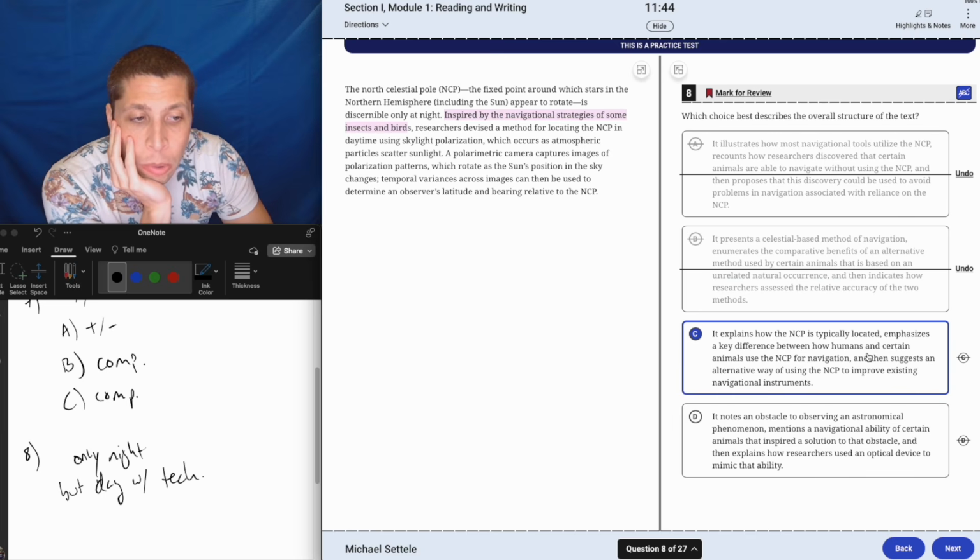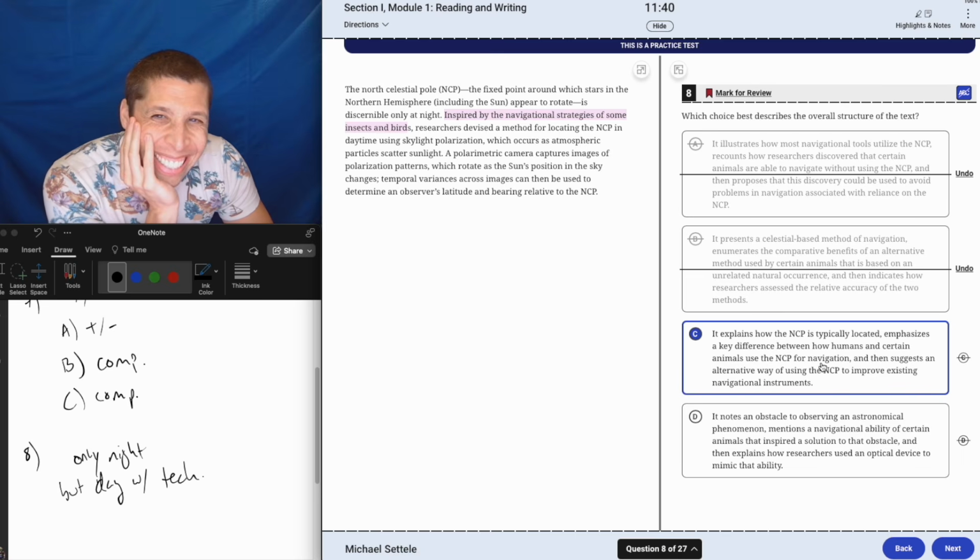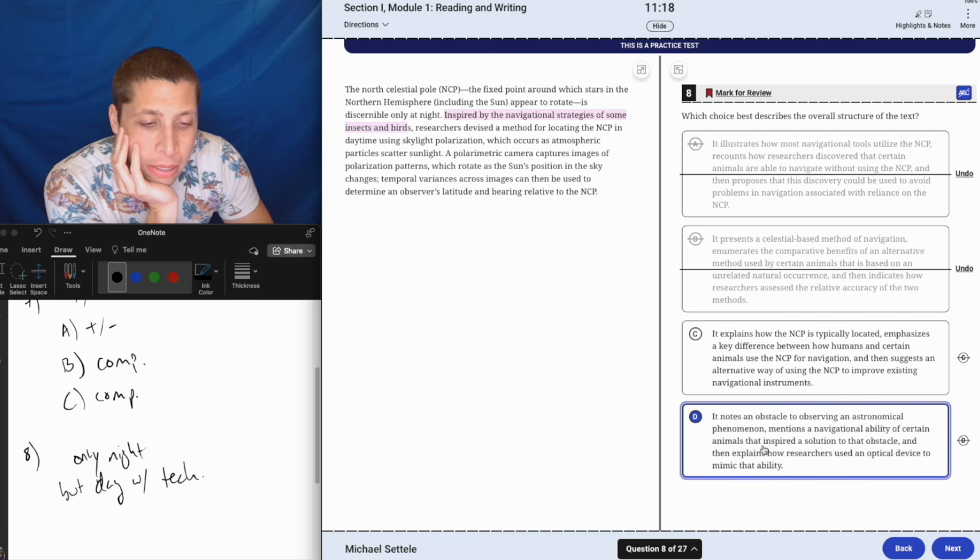Emphasizes a key difference between how humans and certain animals use the NCP. It's not really a key difference. I mean, I'm kind of stretching that. And then suggests an alternative way of using the NCP to improve existing navigational instruments. Well, it's not an alternative. It's just a different thing, I guess. I don't know. And it's not improving them. Let's go with this one again.